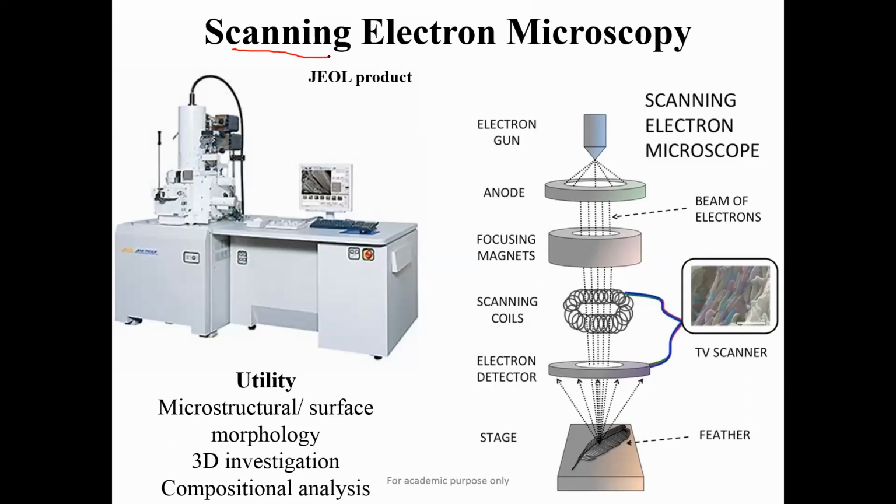Okay, scanning means here you can see that the electron beam is being scanned on the sample. That's why it is scanning. Why electron? Because we are using electron as a probe, and microscopy means visualizing a small object at higher magnification. So the utility of SEM is microstructure analysis or surface morphology, and sometimes we even go for 3D investigation and composition analysis. If our system is equipped with a detector, EDX detector or WDX detector, we can even analyze the composition of the sample.